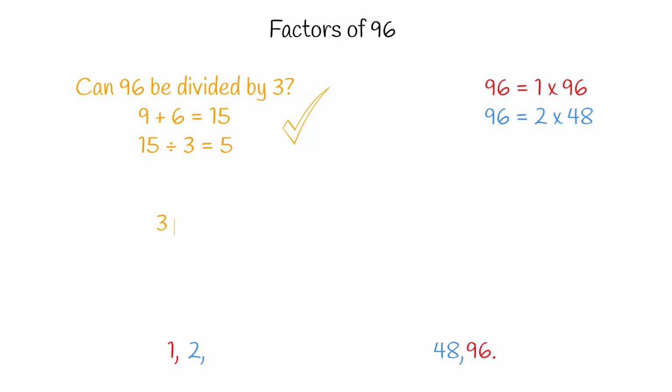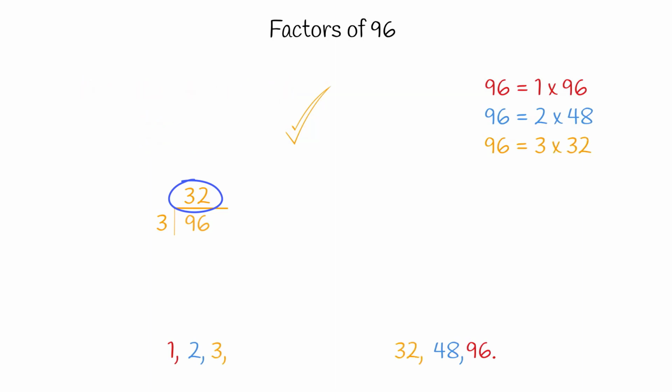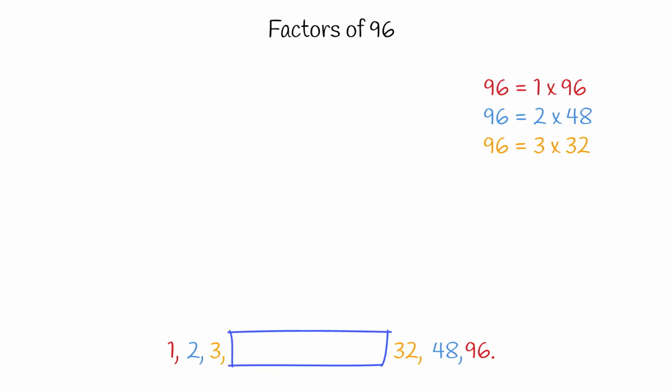To work this out, we're going to use long division. 3 goes into 9 3 times, and 3 goes into 6 2 times. So 96 divided by 3 equals 32. Now we have our next factor pair of 96, 3 and 32. When we add them to our list of factors, we can now see that we need to find all the factors in between 3 and 32.